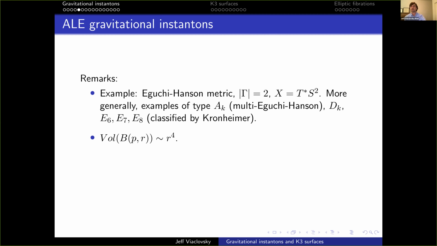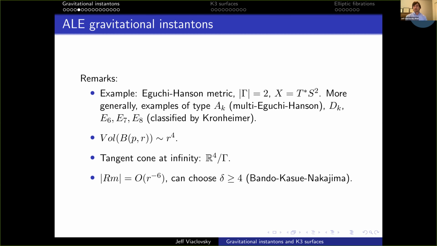These have the property that the volume growth is maximal. The volume growth of a ball of radius r is proportional to r to the 4th as r goes to infinity. The tangent cone at infinity is just that cone, R4 mod gamma. And it turns out the curvature decays better than you'd expect: it decays as O(r^-6), because you can choose delta bigger than or equal to 4. This is a result of Bando, Kasue, and Nakajima. Okay, so those are the asymptotic properties of these metrics. Let me move on to the next class.